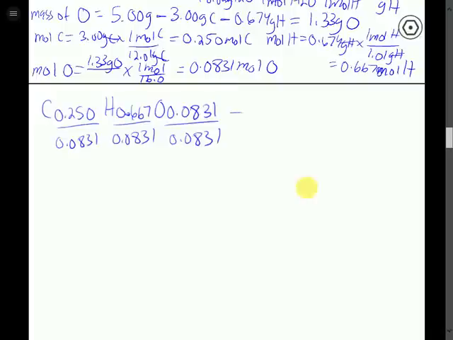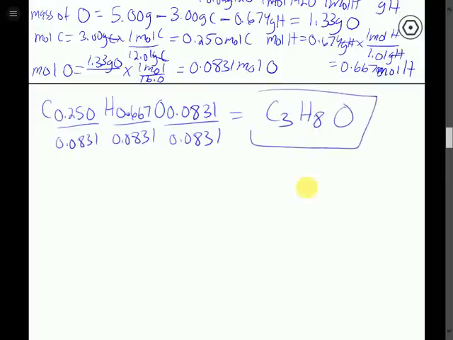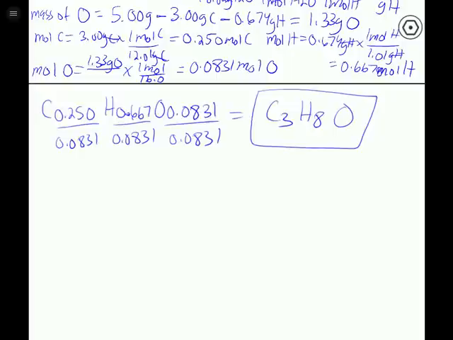And again, this comes out to whole numbers in the first step. So we get C3H8O. All right, so a lot of steps to that, but in a combustion analysis problem, you're going to use the mass of carbon dioxide and the mass of water to figure out how much carbon and how much hydrogen is in there. And then from there, it's pretty much similar to the types of problems we did before.